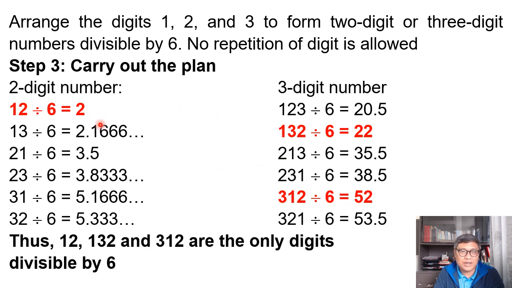So carry out the plan, of course, because this is our trial and error. Then we found out that 12, 132, and 312 are the only numbers which are divisible by 6. Okay, so this is how we solve it also.